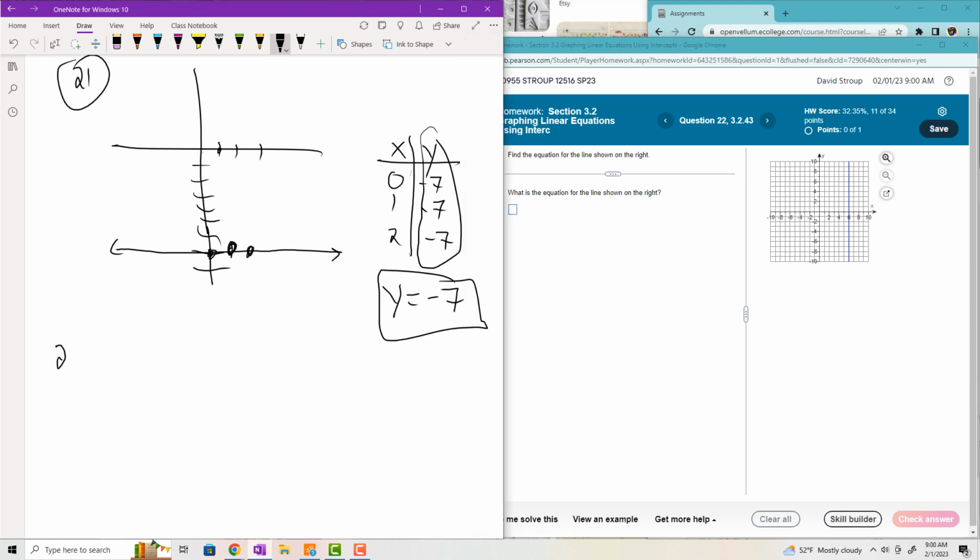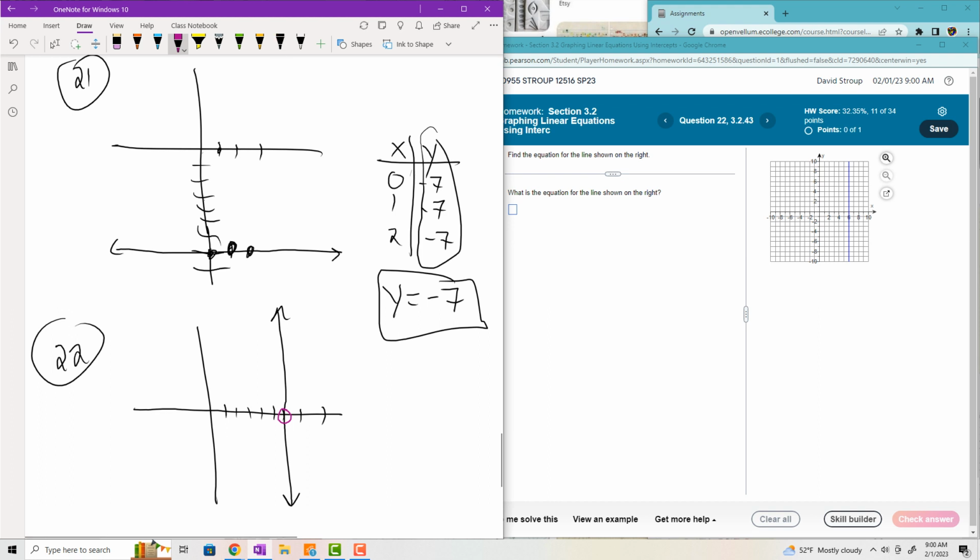Number 22 is just a vertical version of this problem. 2, 3, 4, 5, 6, 7, 8. So it looks like it's going through x equals 6. And that literally is then, if you could locate that position where it's going through the x-axis, that tells you the formula basically. So that's x equals 6, and that will be your formula.